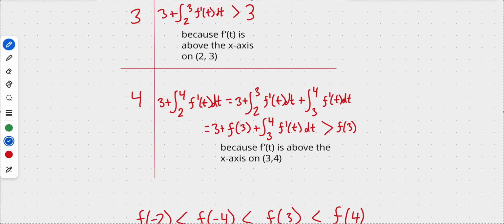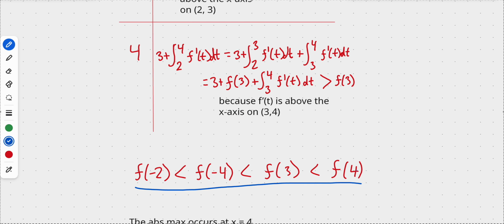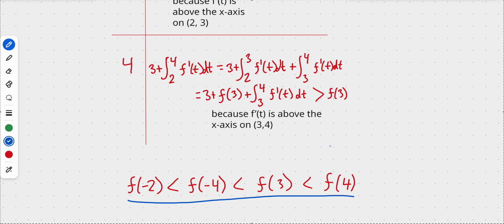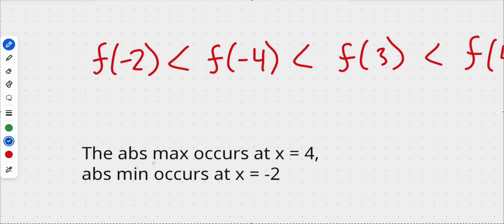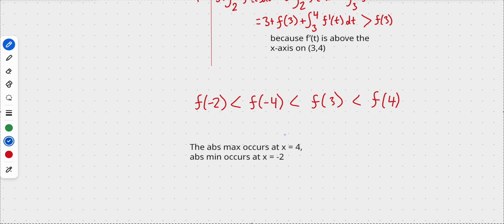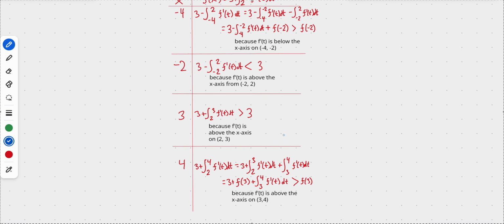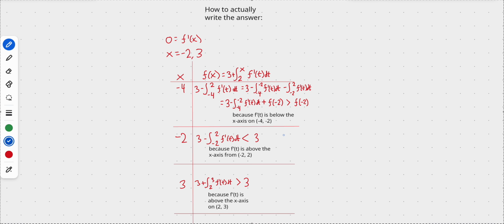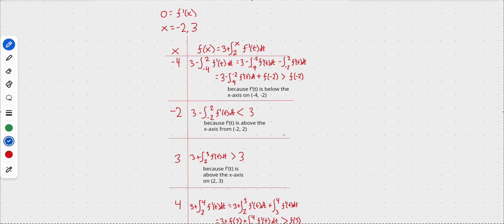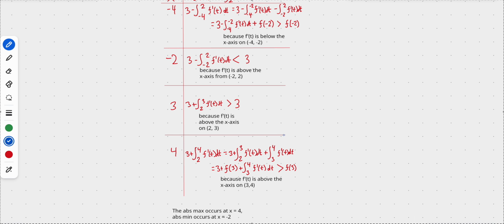You can even write them in order of smallest to largest if you want to be super clear about this. But yeah, so we can conclude absolute max occurs at x equals 4, absolute min occurs at x equals -2. And the way I would write my answer is pretty much the same thing I just showed you. But yeah, this is a lot to write. Is there a shorter way of writing your answer?